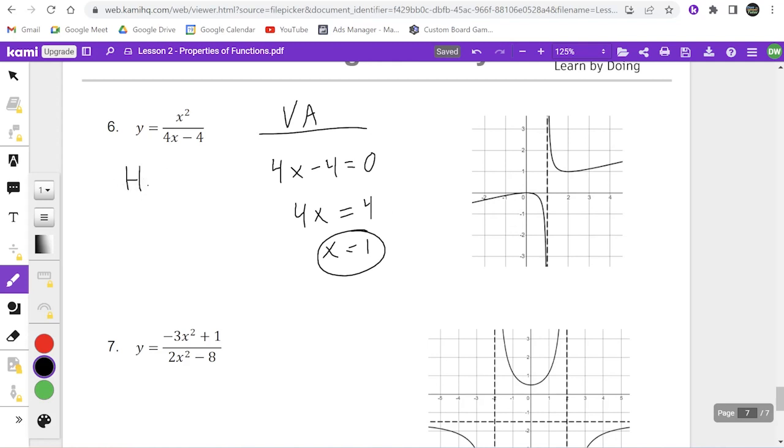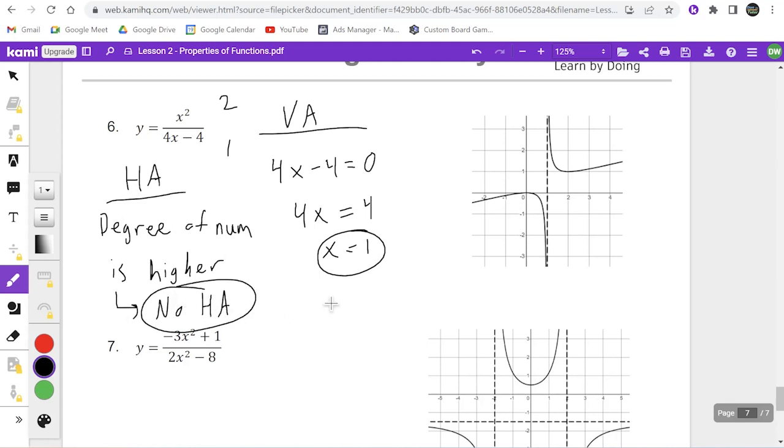Now for the horizontal asymptote. I have to ask myself, which degree is higher? Well, the degree for the numerator is 2, because x squared, and the degree for the denominator is 1, because it's 4x. I don't even care about the minus 4. I just care about the highest degree, so the 4x. Since the degree of numerator is higher, that's my reason. The answer is no horizontal asymptote. Done. Any questions on number 6?